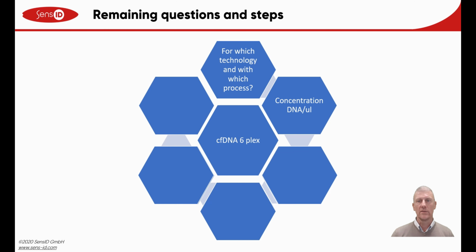What concentration of DNA per microliter is given here, because it could well be that you need to dilute massively, because the concentration of the control is way too high. If you dilute massively, you introduce error, and you don't want error because you want to do quantitation, as we have seen from the EQA scheme.